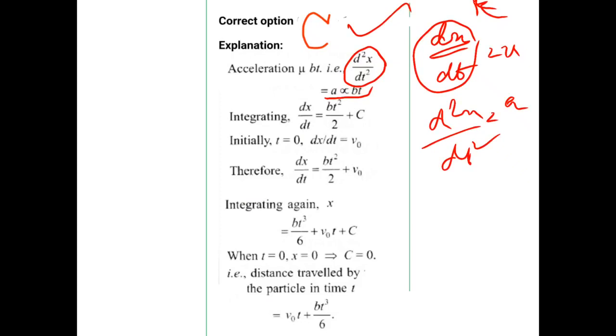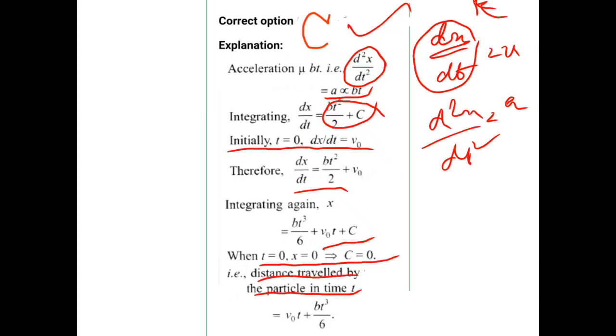Suppose I want only the distance traveled by the particle in time t. For that, first I integrate the acceleration. I get dx by dt equal to bt square by 2 plus c. Initially, t is equal to 0 and dx by dt is equal to v0. Integrating a second time, I get bt cubed by 6 plus v0 t plus c. When t is equal to 0, x is equal to 0, so c is equal to 0. The distance traveled by the particle in time t is v0 t plus bt cubed by 6. So the option is C.